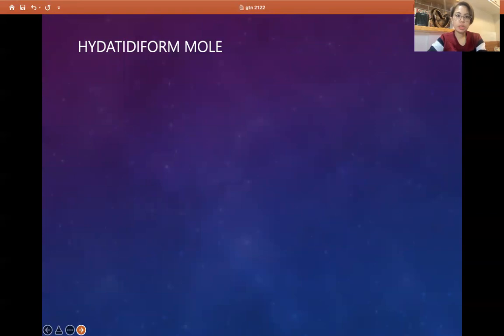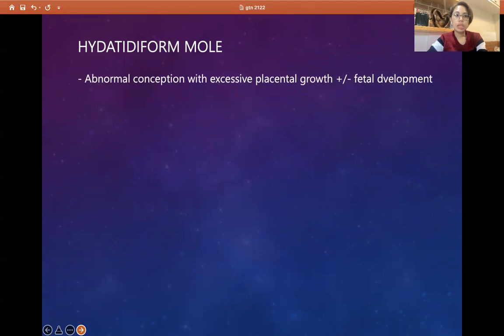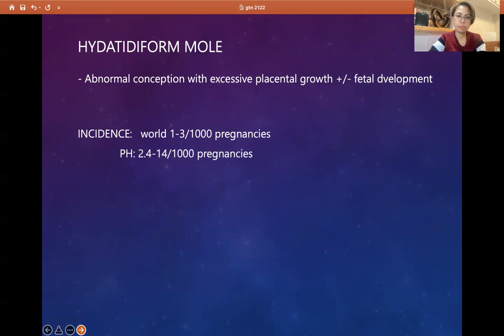So we go first with H mole or the Hydatid mole. It is an abnormal conception with excessive placental growth with or without fetal development. It's around 1 to 3 per 1,000 pregnancies in the world. And in the Philippines, around 2.4 to 14 per 1,000 pregnancies.